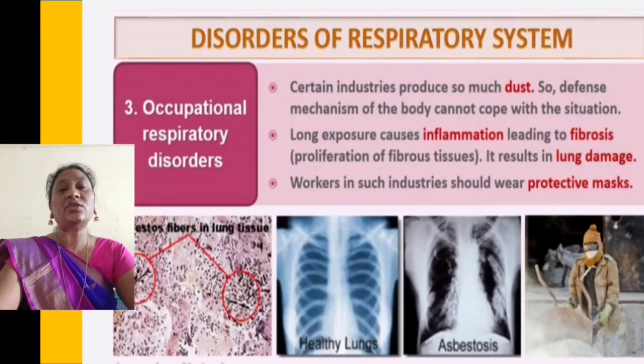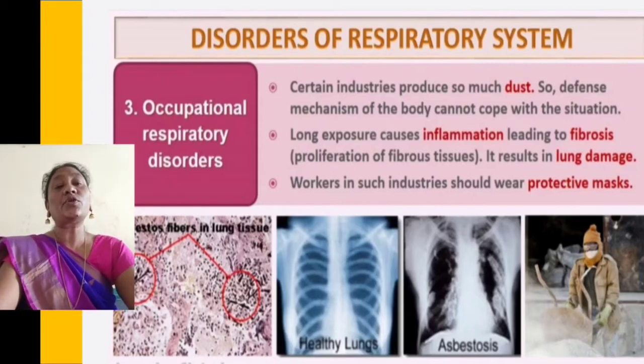Occupational respiratory disorders. The third one is occupational, that means working in cotton industries, smoke-releasing industries, heat industries and jute industries can cause different kinds of respiratory disorders. Certain industries produce so much dust that the defense mechanism of the body cannot cope with this situation. So long exposure causes inflammation leading to fibrosis.